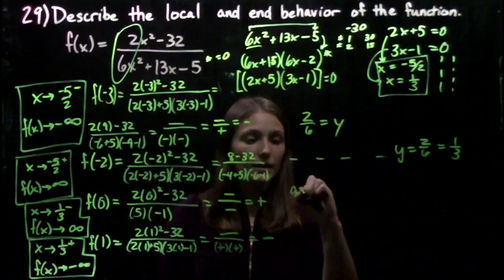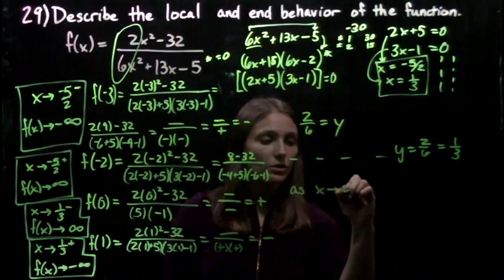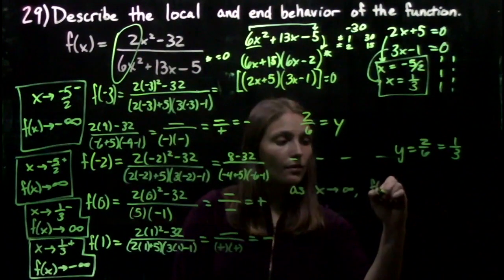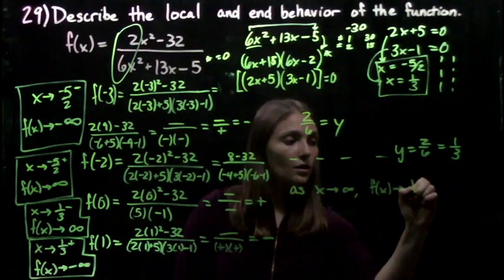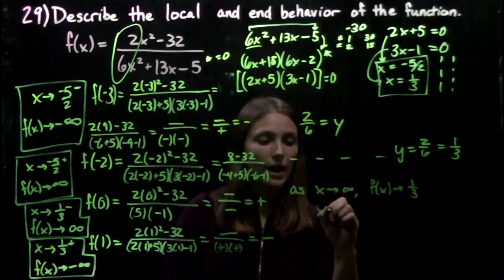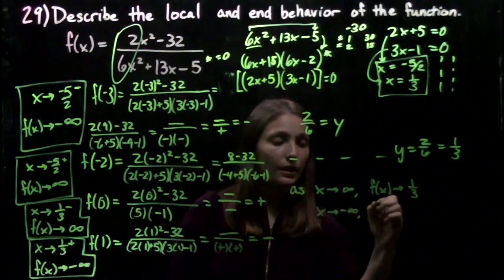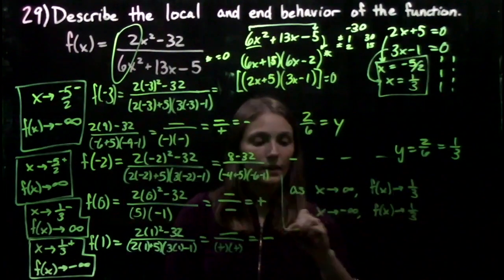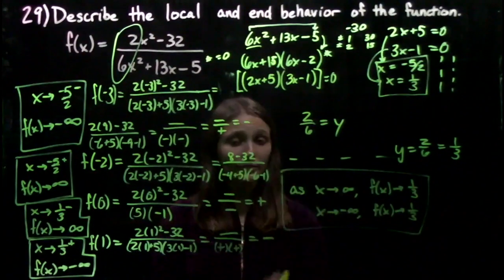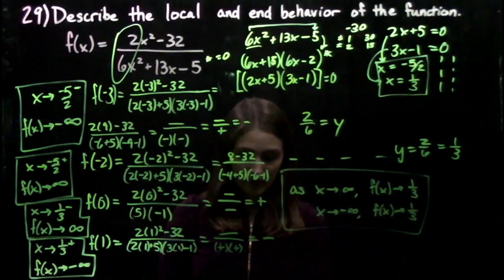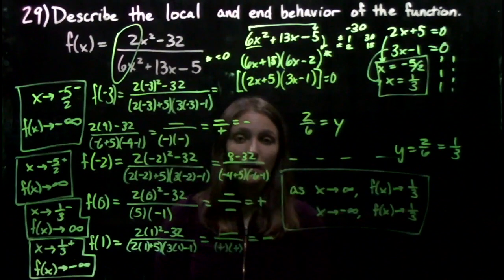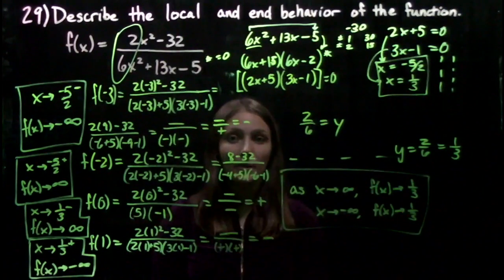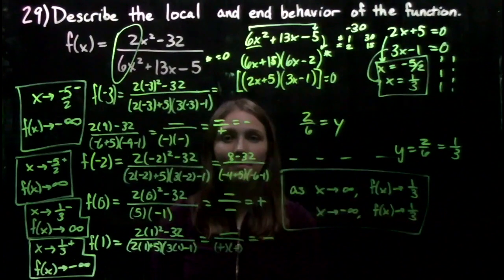So we have that as x approaches infinity, f of x approaches 1/3. We also have as x approaches negative infinity, f of x approaches 1/3. And that's our end behavior. Now you'll notice if you look in the back of your book that the answers in the back of the book are different. That's a typo in the book. So these are the correct answers, and I hope that's helpful.